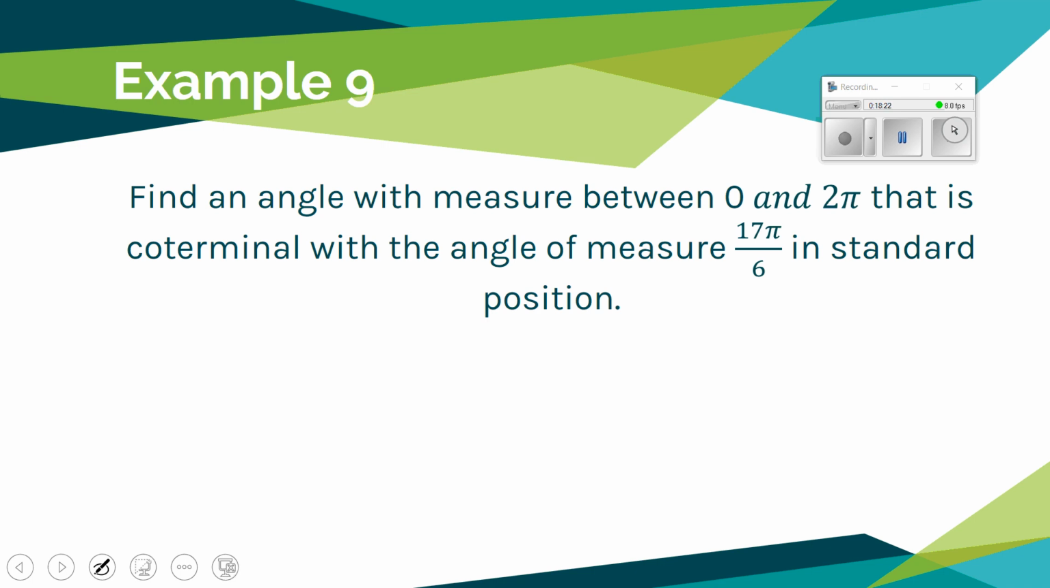So you may see something like this. Find an angle that's between, and it looks like this. And that just says that theta is between 0 and 2 pi. It's the same thing as me saying between 0 and 2 pi. So if you see this terminology, just realize: find an angle theta between 0 and 2 pi that is coterminal with 17 pi over 6.